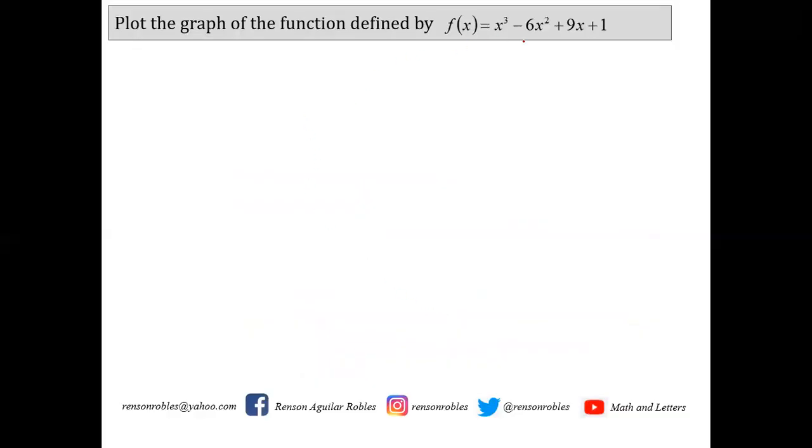Say, for instance, we want to plot the graph of the function defined by f of x equals x cubed minus 6x squared plus 9x plus 1. So the first step is to differentiate the function. We look for f prime of x, and that is given by 3x squared minus 12x plus 9.